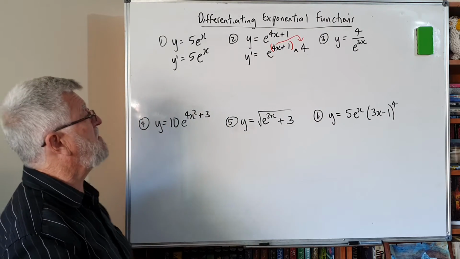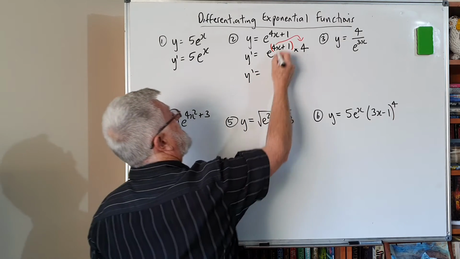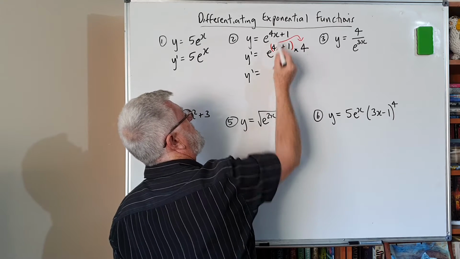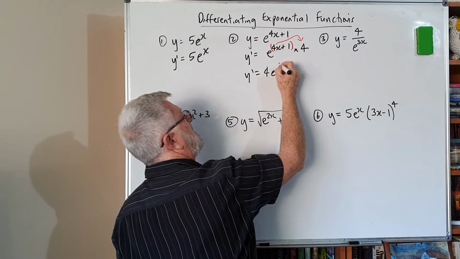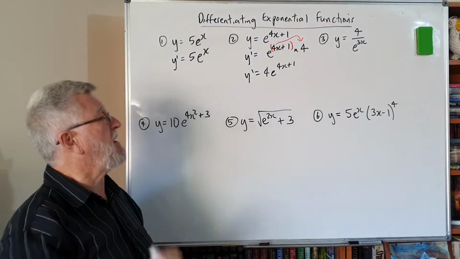So maybe you've seen teachers say it and it just doesn't sink in. So all we've got is, if I ignore that for a moment, the derivative of that is 4. So it's 4e, and the 4x plus the 1 stays the same. So the e section stays the same.